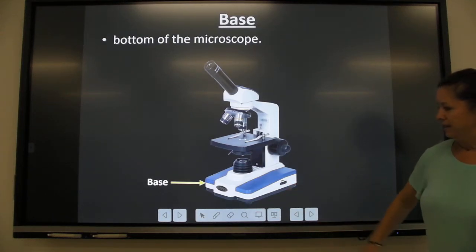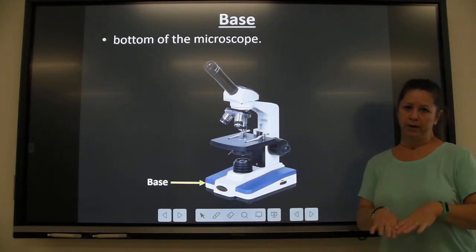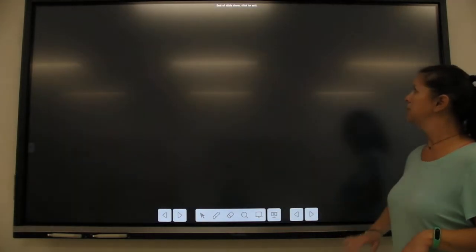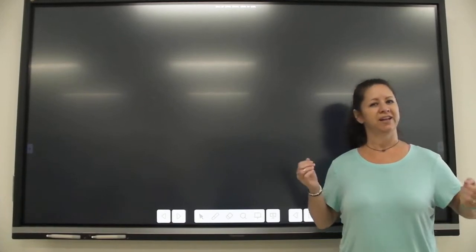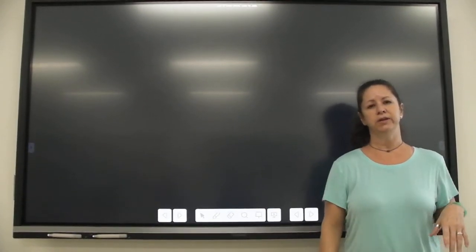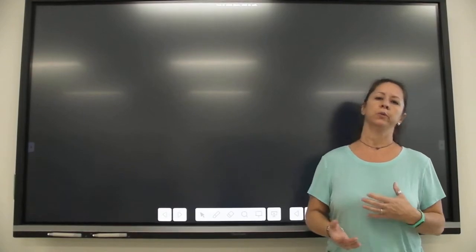All right, then you have the base, which is exactly what it sounds like. The bottom holds everything. All right, so those are the parts of the microscope. We are going to go to lab and get our hands on microscopes and use them, so you'll get even more familiar with all of these things.